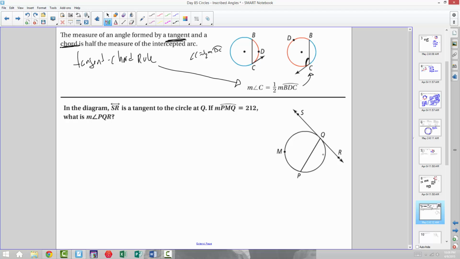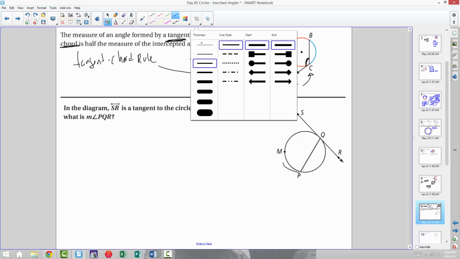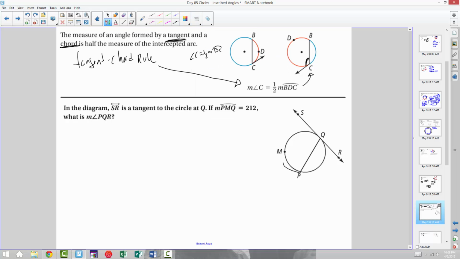arc PMQ, so I'm saying this arc, let's do a different color. So from PMQ, this arc measure, right here in blue, is 212. So my angle formed by the tangent chord in red here is half. So half of 212 is 106. So this is 106.